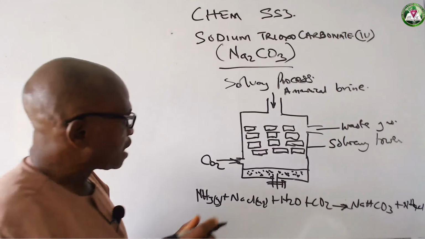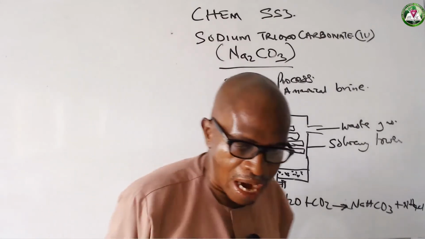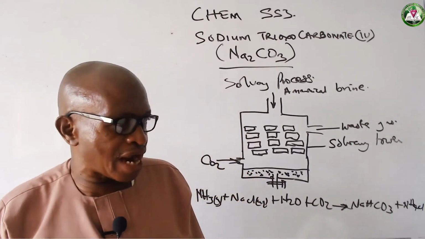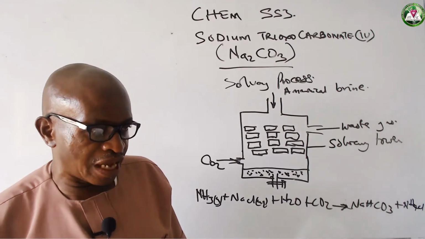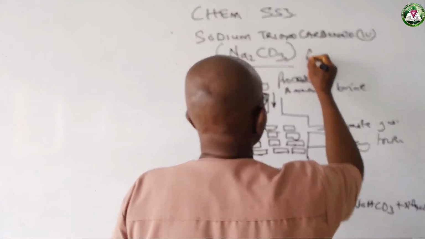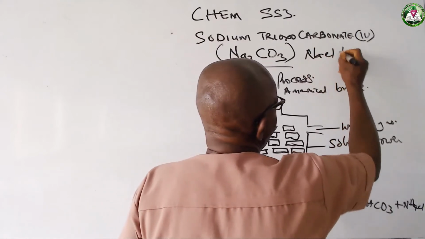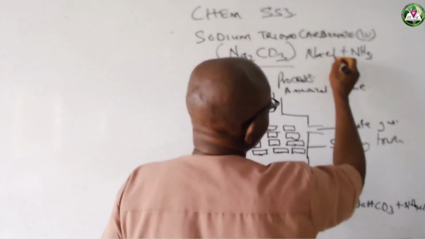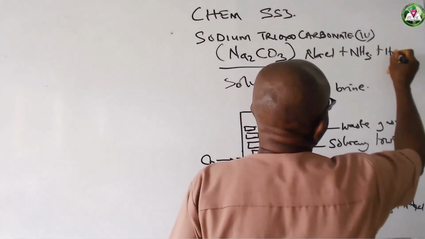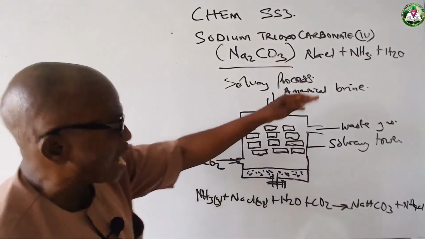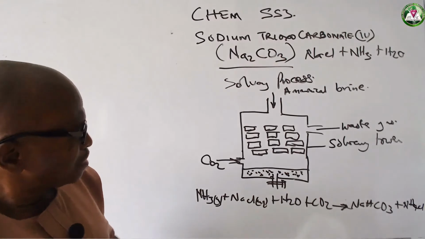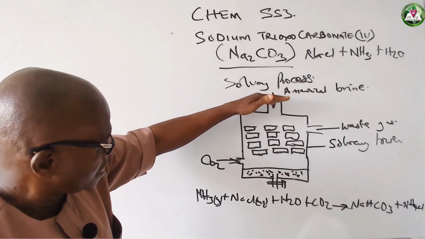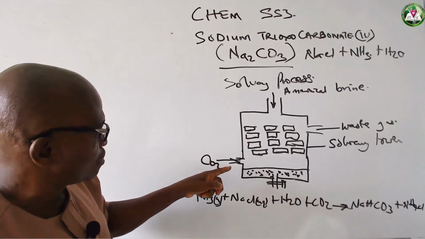This is the Solvay process. The raw materials that you require to make sodium trioxocarbonate 4 are mainly ammoniacal brine. Ammoniacal brine means that brine, which is sodium chloride, is in ammonia, and you now call it ammoniacal brine. These solutions are in water, so you can add water. Therefore, the raw material, you add the ammoniacal brine from the top. As the ammoniacal brine is coming down, the reaction occurs, and then CO2 joins it from below.